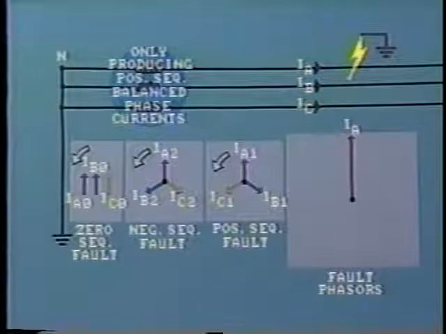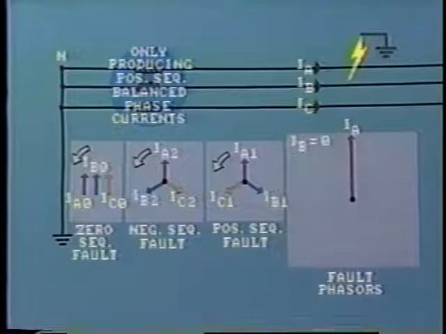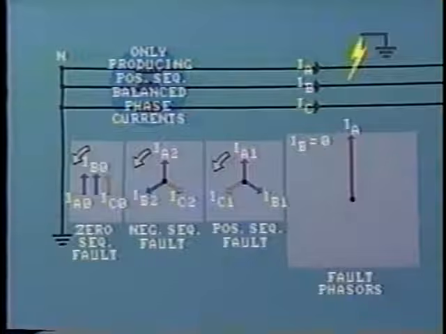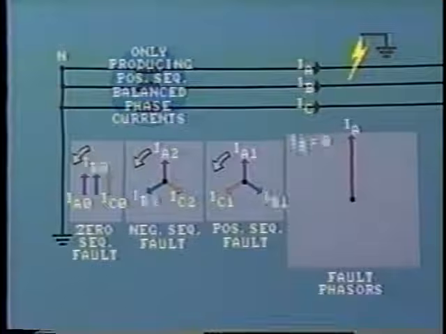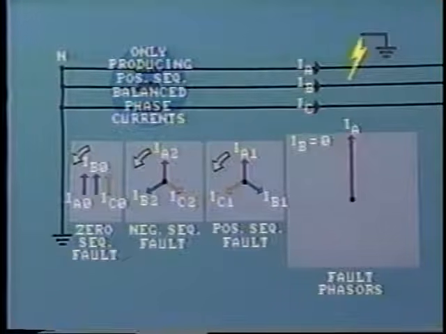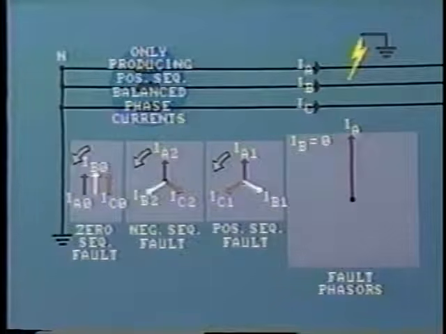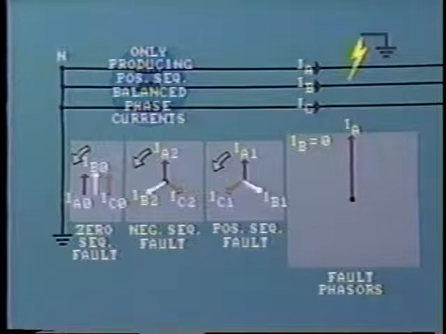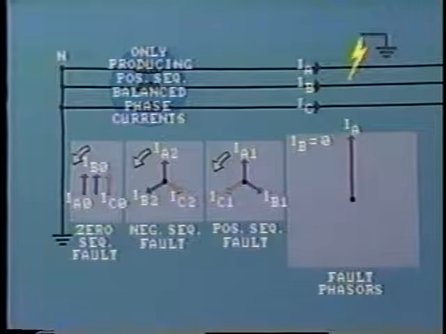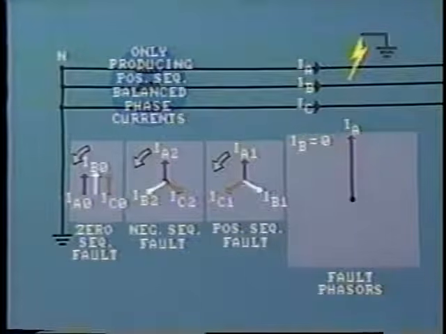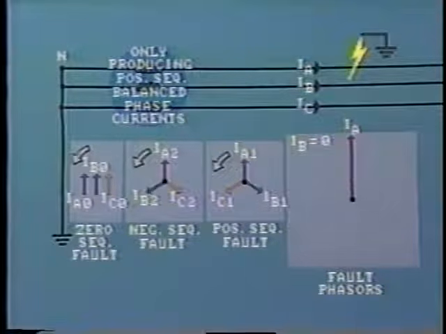We can also now add in the zero sequence current components, remembering the characteristic that they are always in the same angular direction. We know that the current IB is 0, and this must equal IB1 plus IB2 plus IB0. That is, the positive and negative sequence phasors IB1 and IB2 cancel out the zero sequence phasor IB0, and thus the total is 0.